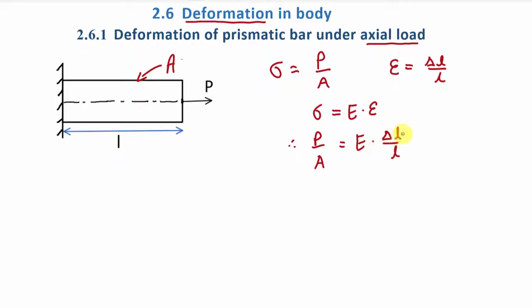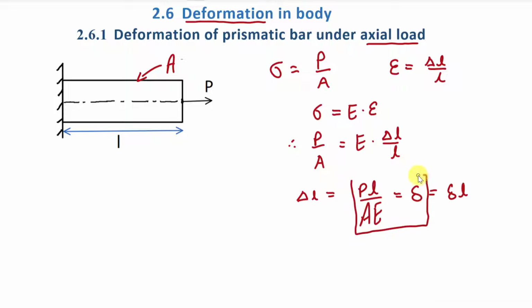And from here we can get the value of delta L. Delta L will be PL divided by AE, right? So this is the value of change in length, meaning this is the value of deformation in this body. Here we can write this change in length delta L as delta, or we can also write this as delta L. Okay? In our case, the value of deformation delta is PL by AE. It is a very important formula, so you have to remember this formula.